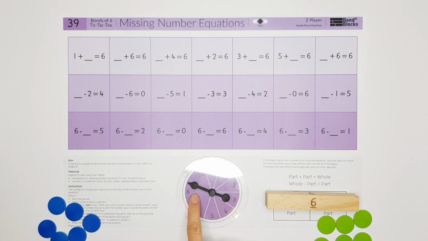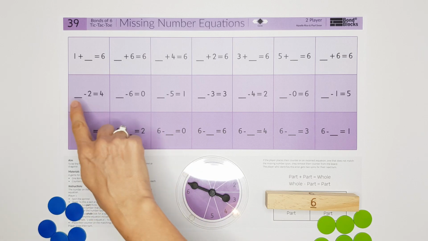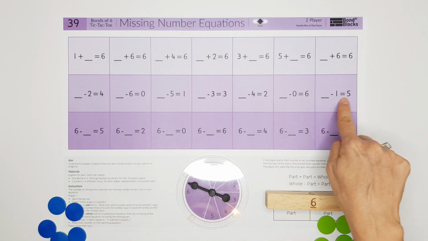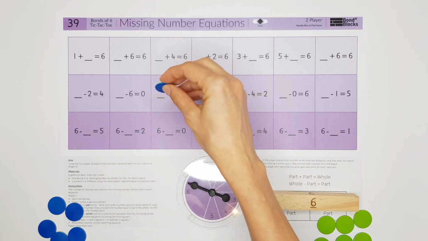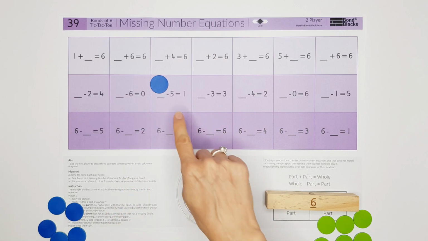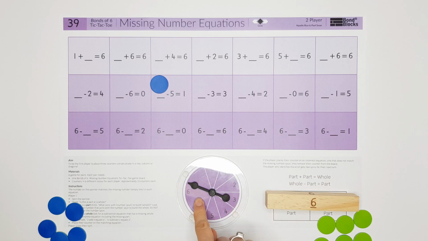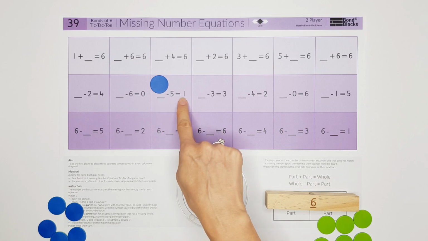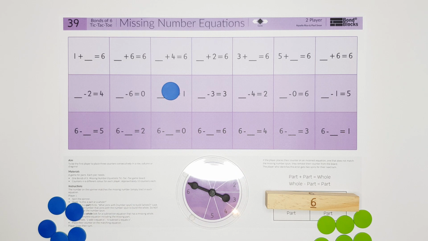Player 1 goes first, and they've spun a 6. They need to stop and think. The number I've spun could be the whole of 6, but it could also be a part of 6, and 6 and 0 would be its partner. But I'm going to look for it as a whole, and I know the whole is missing across here, so I'm going to place it here. And when I place my counter, I say the equation 6, which is the number spun, subtract 5 equals 1, and I put my counter there.